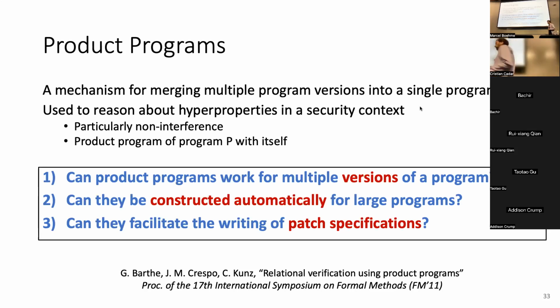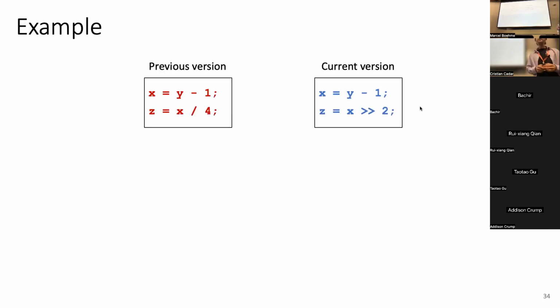So the questions that we are posing in our ongoing research are: can these product programs work for multiple versions of a program, which may be semantically different, of course? Can they be constructed automatically for large programs? So far, this has been done only for very limited types of programs and programming languages. And can they facilitate the writing of these patch specifications? Let me give you a concrete example, which is the easiest thing to understand.